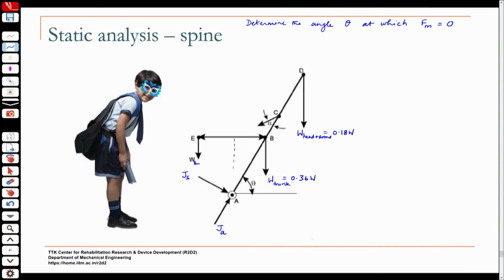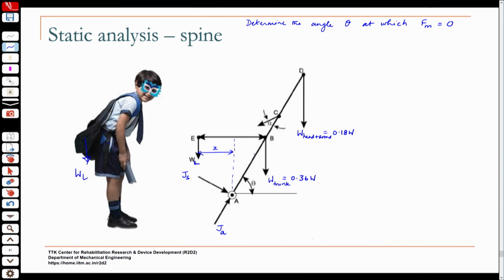And let me call the distance from this load to this joint as x. That is how far behind the load WL acts from that lumbosacral joint, is my x. And I want to determine at what angle Fm will be 0 when I am carrying this load in a backpack.